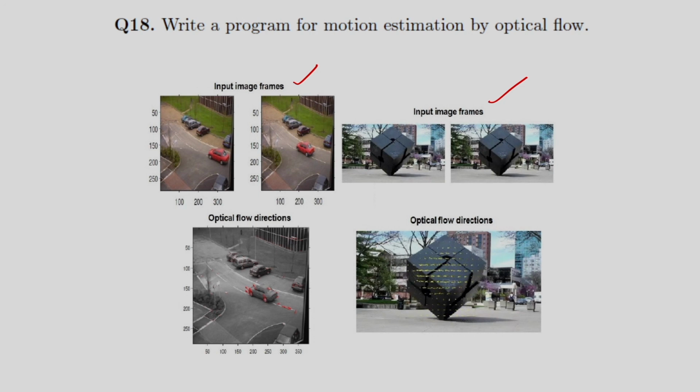And after this I can apply the optical flow principle. So I can determine the optical flow. You can see the direction of the optical flow, and similarly I can determine the optical flow directions from the input image frames. So you have to apply the principle of optical flow. This also you can do in MATLAB or maybe in OpenCV Python. So this is a very interesting problem.